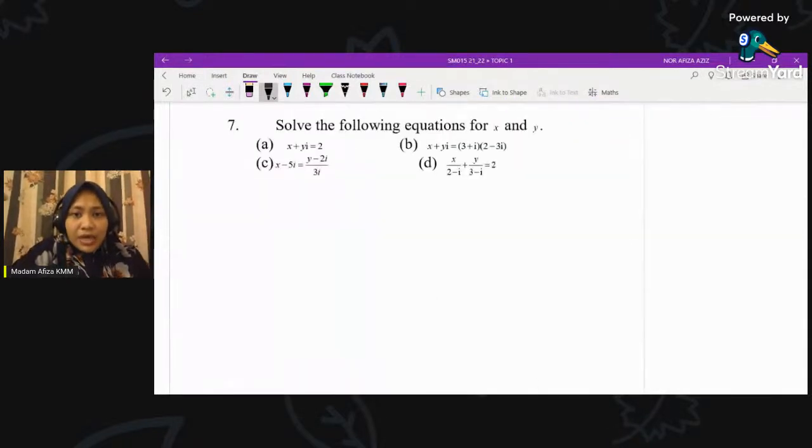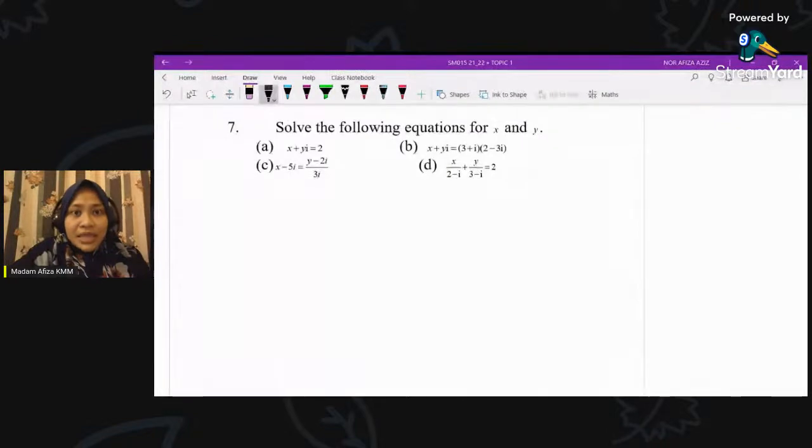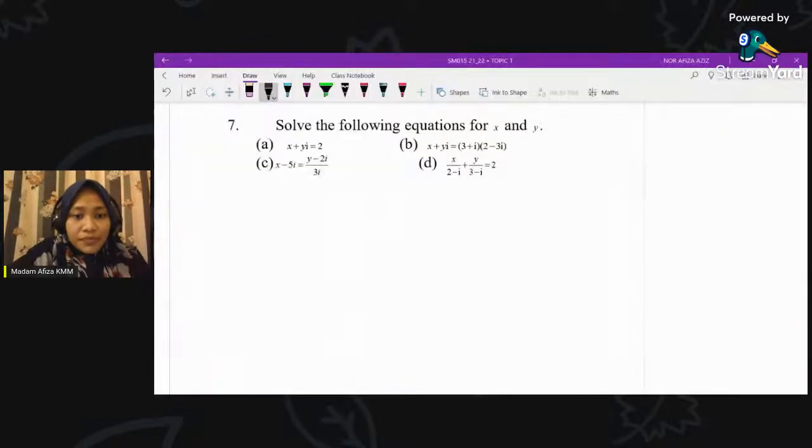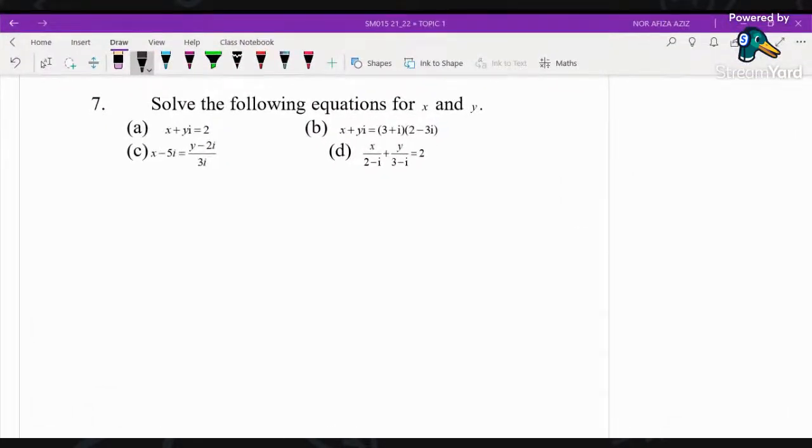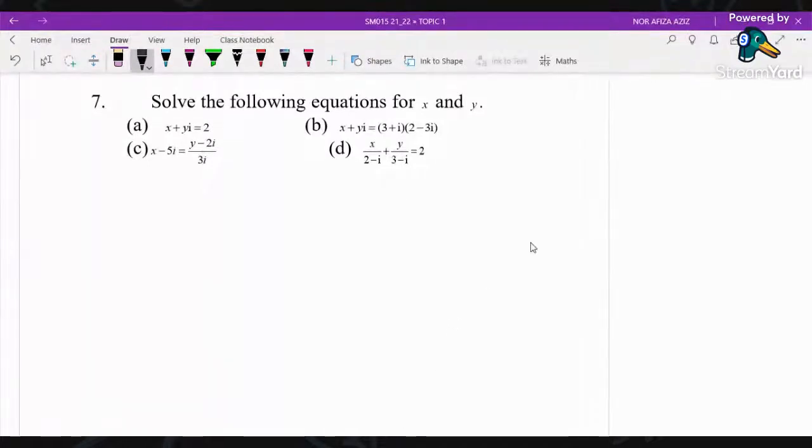Next, kalau kita tengok kepada number 7. Number 7 we want to solve. We want to solve the equation for x and y. So let us try solving this. Say I want to solve question A.